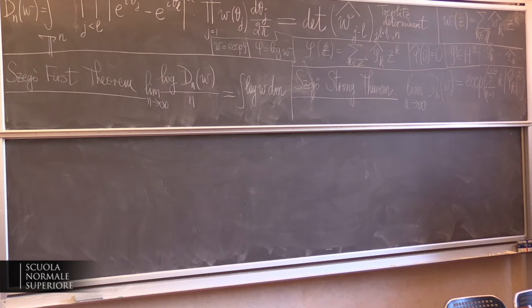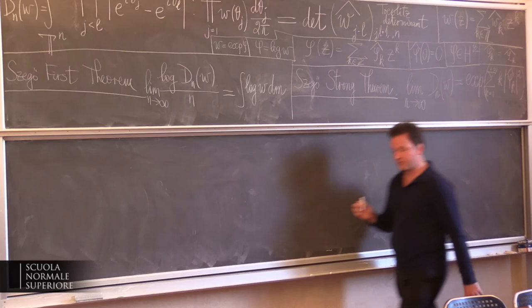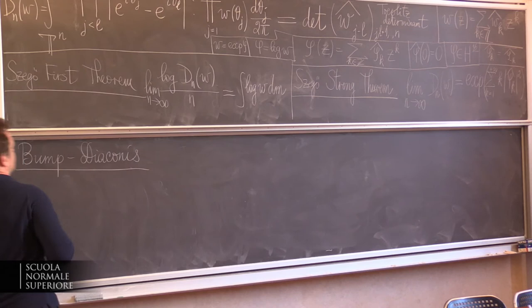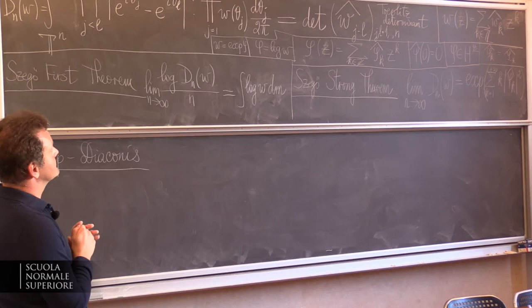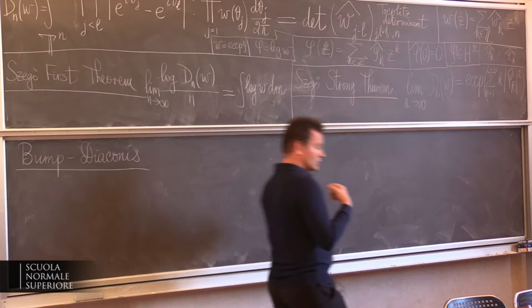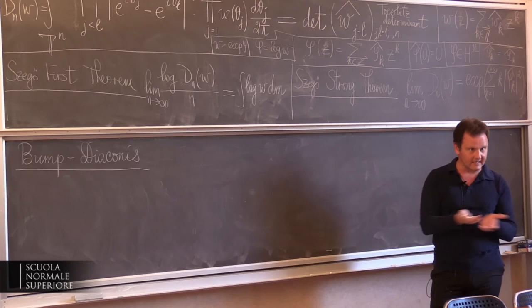There was a lot of effort, there were works of many people to find different approaches to the Szegő theorem. And in fact, the approach I would like to expose is two approaches that are sort of more algebraic than analytical. The first approach is a very beautiful proof of Bump and Diaconis. Bump and Diaconis look at this quantity. And they want to go back to the, this is an integral on the torus, but the torus is the Cartan subgroup in the unitary group.